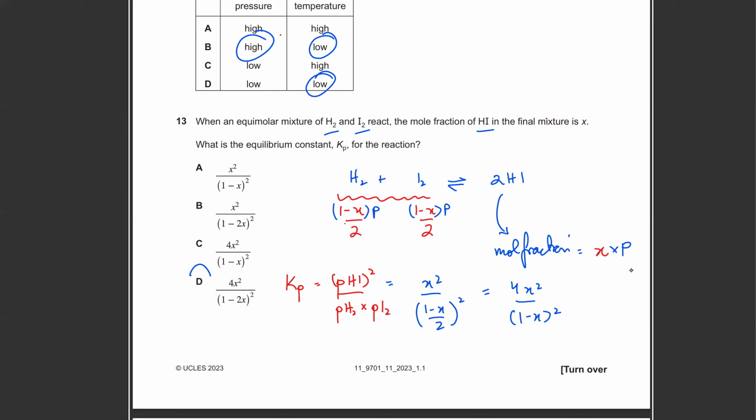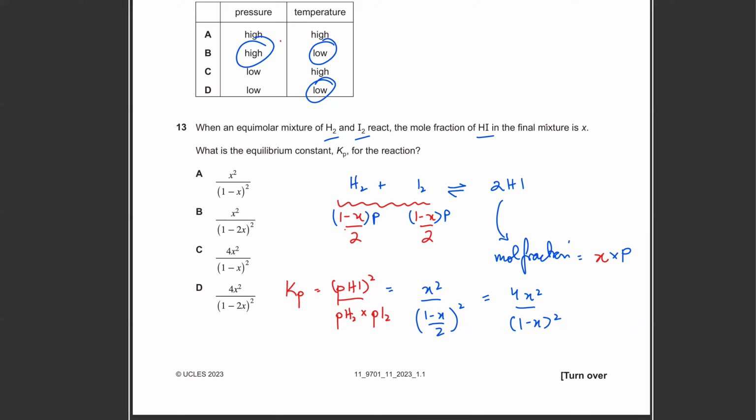So I think it's C, right? Is that clear? Yes. So just a.